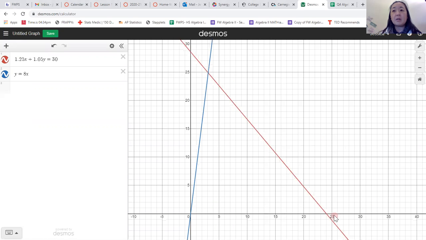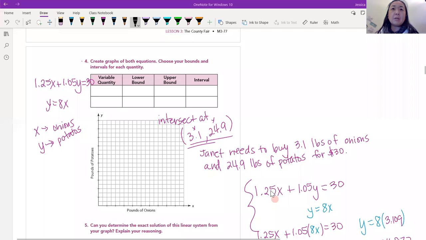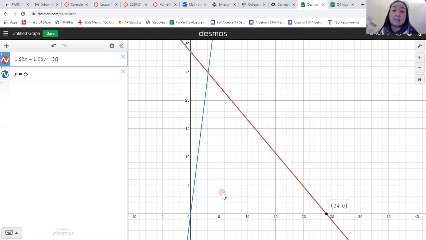If you look at the intercepts right here, what does this one mean, where that red line crosses the x-axis? The red line talks about the money, right? Remember, what was my x again? Onions. Yes, x is onions. So we could buy 24 pounds of onions for 30 bucks, but we'll have no potatoes. Not a good idea. Or if you look on the other side, remember the y, we could buy no onions and 28 and a half-ish, half and some change of pounds of potatoes, which would be great.